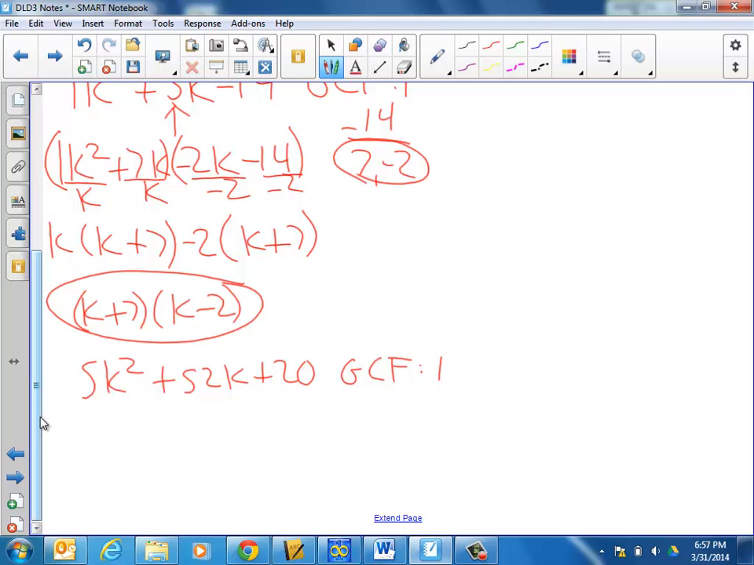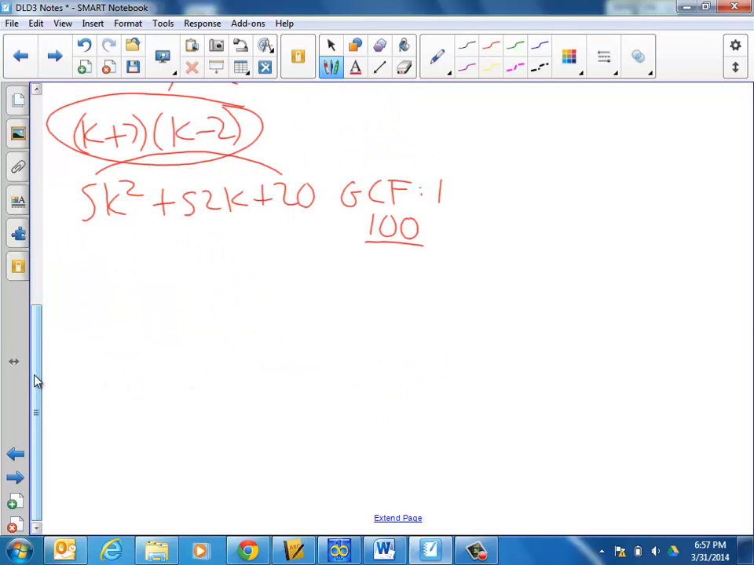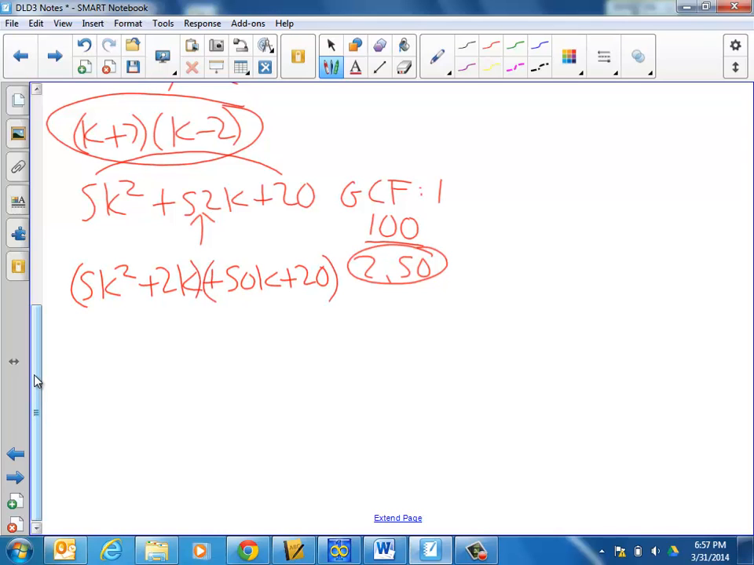Let's factor by grouping and see if we can get this simpler. 5 times 20 is 100. We're looking for factor pairs of 100 that add up to 52. And I think 2 times 50 multiplies to give us 100. 2 plus 50 adds up to that 52 we need in the middle term. So we found our factor pairs. We're going to separate this as 5k squared plus 2k plus 50k plus 20. Group.